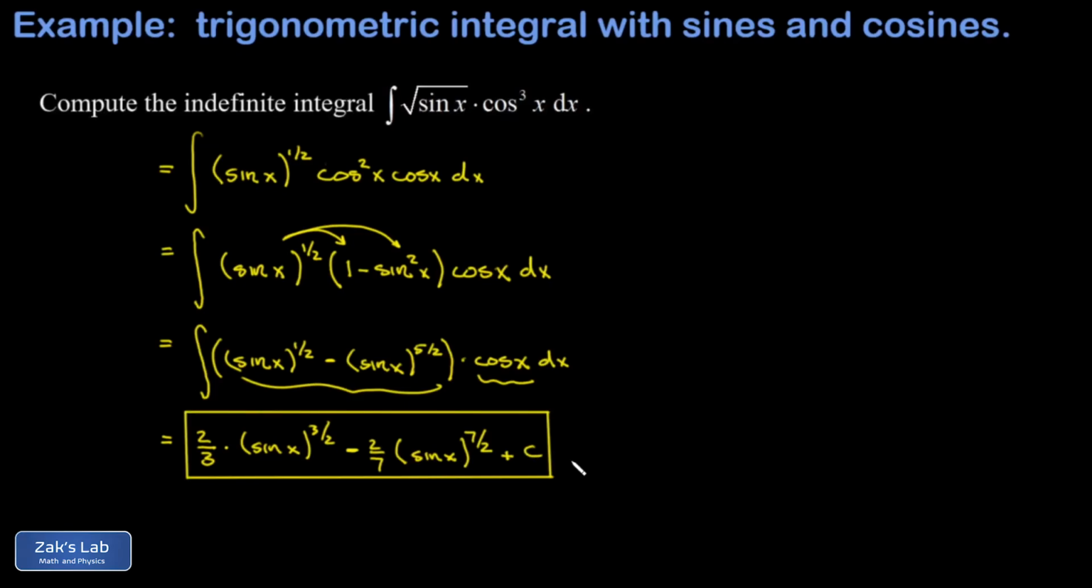So just as a mental check on our work here, when I differentiate each of these terms, I would bring down the power that's out in front. It cancels the fraction out in front. Subtract 1 from that power, and I get these two terms, sine x to the 1/2, sine x to the 5/2. But each of those comes with a cosine x because the chain rule requires you to differentiate the interior function. That's why it was important to have that cosine factor in the integrand before we guessed antiderivatives.